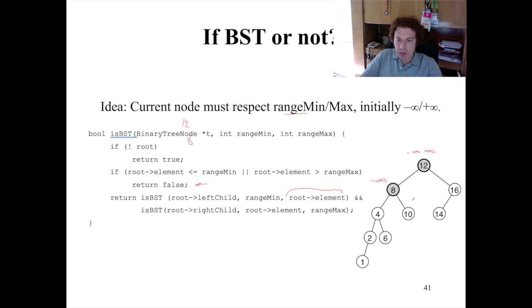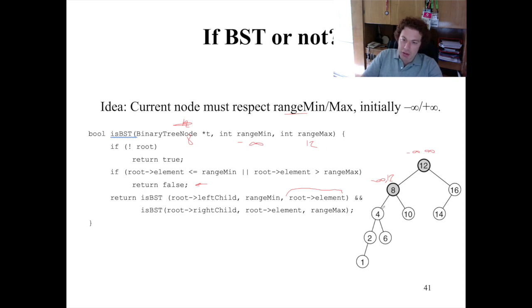Root.element is currently 12. So the interval I am looking for is minus infinity to 12. So in this example, when 8 is fed, the input would be minus infinity and 12. And indeed, when I come here with 8, 8 is not less than minus infinity, and 8 is not bigger than 12, so it is good. I am okay with 8. It survives.